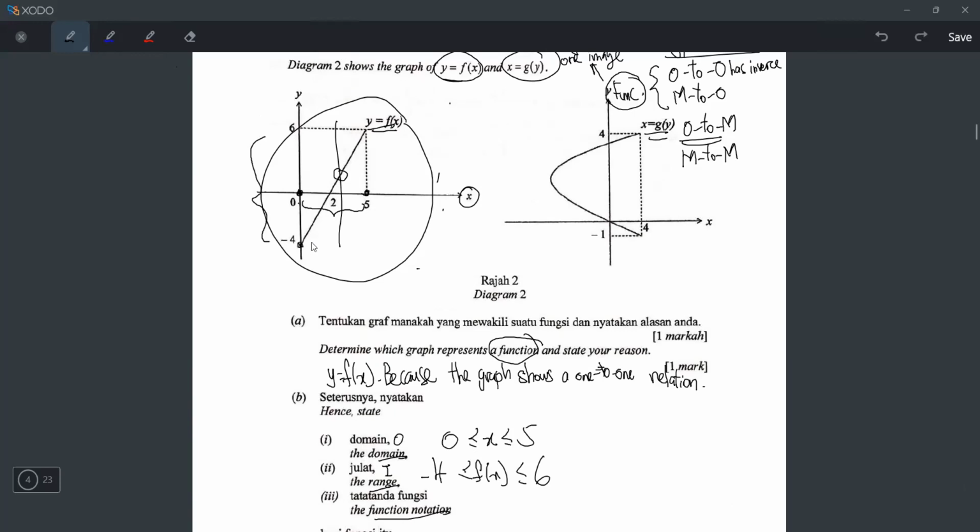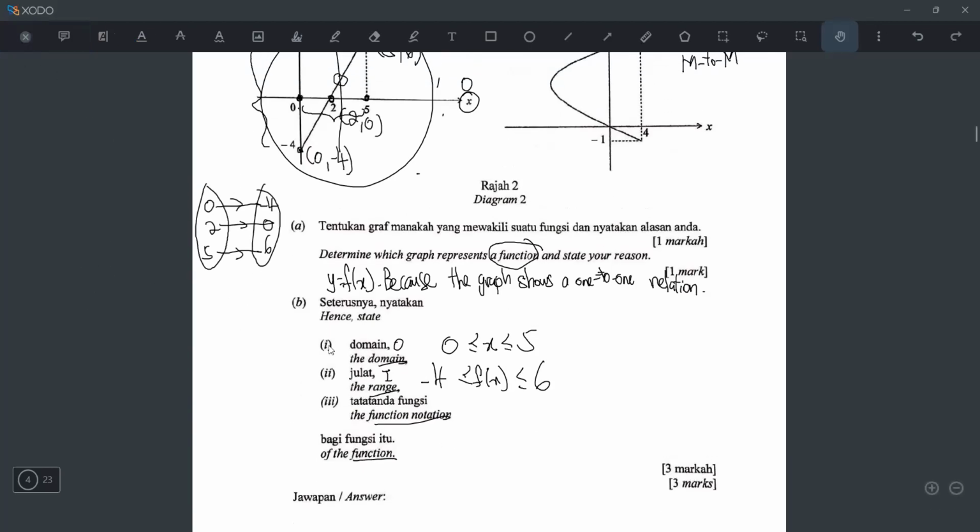If you look at this point, the x coordinate is 0, the y coordinate is -4. And if you look at this point, the x coordinate is 2, the y coordinate is 0. If you look at this point, the x coordinate is 5, the y coordinate is 6. And we already know x coordinate is object, y coordinate is image. It means if I change this to an arrow diagram, when 0 is the object, -4 is the image. When 2 is the object, 0 is the image, right? Because x coordinate stands for object, y coordinate is image. And then 5, 6 means what? 5 will be the object, 6 will be the image. That's what it means. Because x-axis is object, y-axis is image.